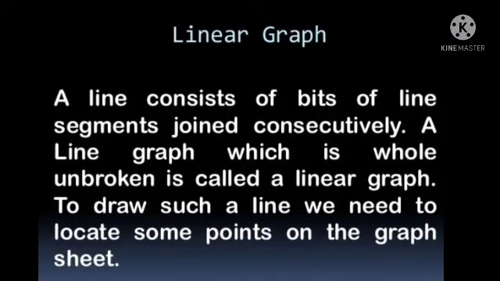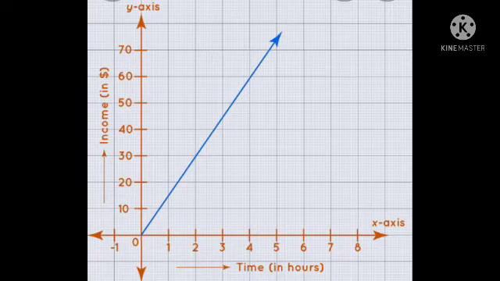Linear graph. A line consists of bits of line segments joined consecutively. A line graph which is whole and unbroken is called a linear graph. To draw such a line, we need to locate some points on the graph sheet.